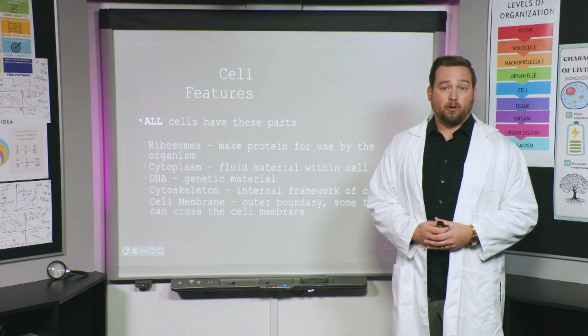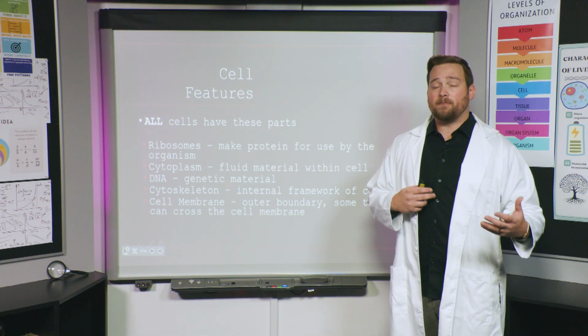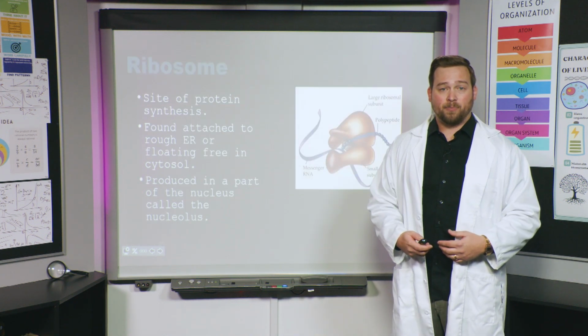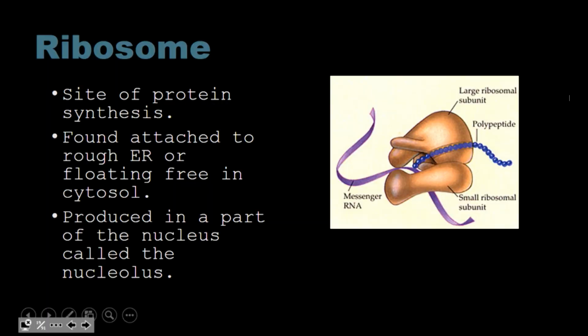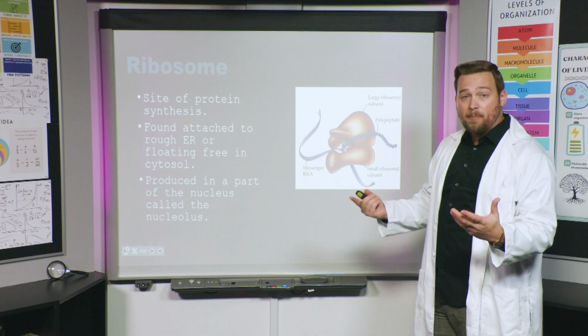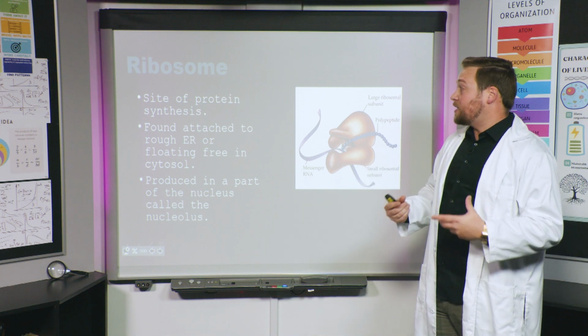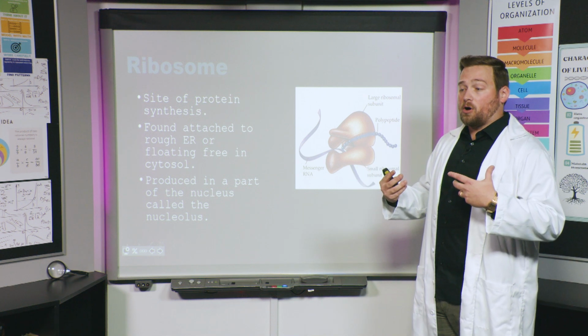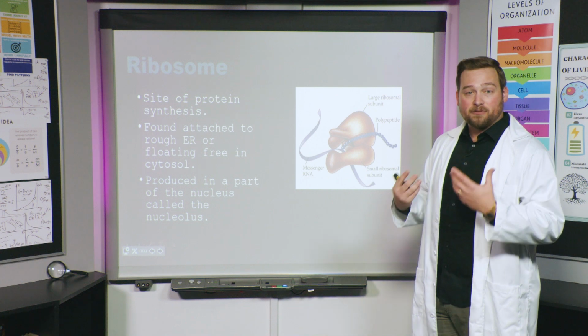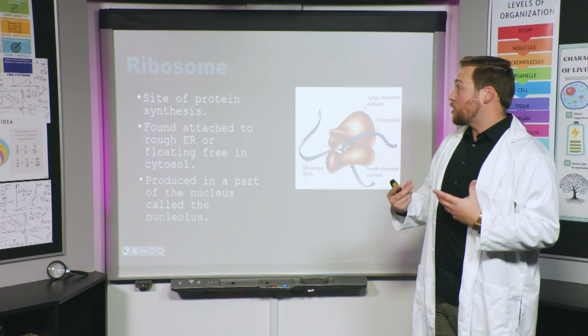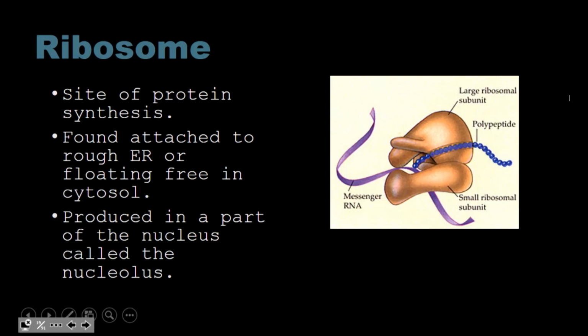Let's get into a little more detail on what these different features do for the cell. So the first one I wanted to talk about is a ribosome, okay? One thing I like to tell students, it's got the word some in it at the end, S-O-M-E. Its job is that it makes something. What is it making? It's making proteins. Proteins are what your body is made out of, so they're very, very important. Ribosomes are the site of protein synthesis, which means it's making proteins, okay?